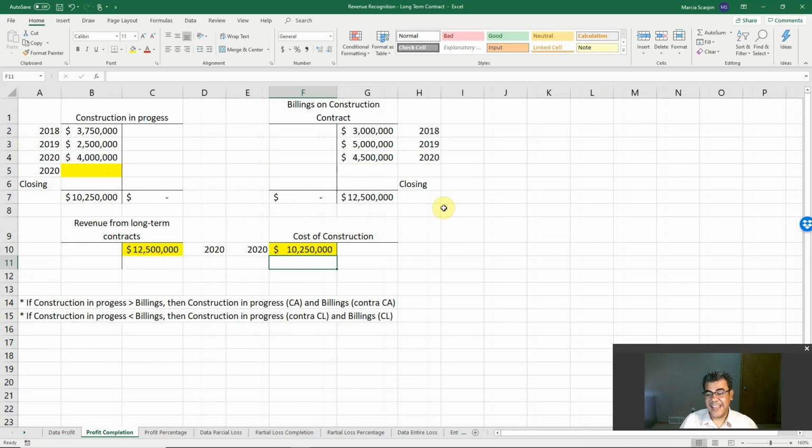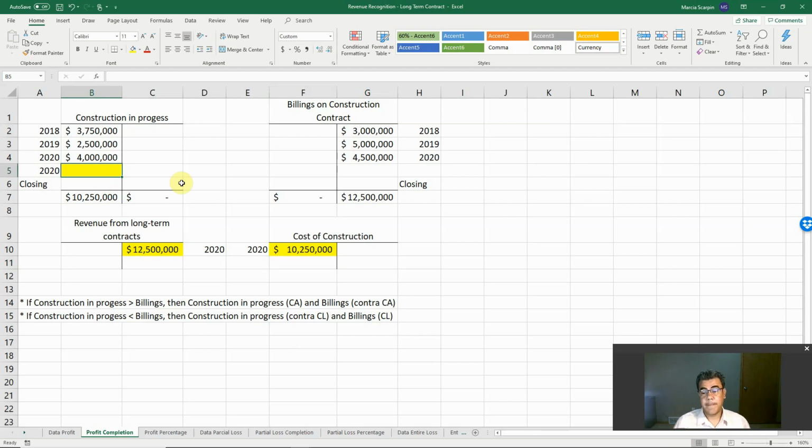However, man, it's not balanced. We have debit at 10.2, credit 12.5. We need some debit to balance it. The debit to balance this journal entry will be construction in progress, our inventory. So our construction in progress here, 12.5 less 10.2, will be 2,250,000.